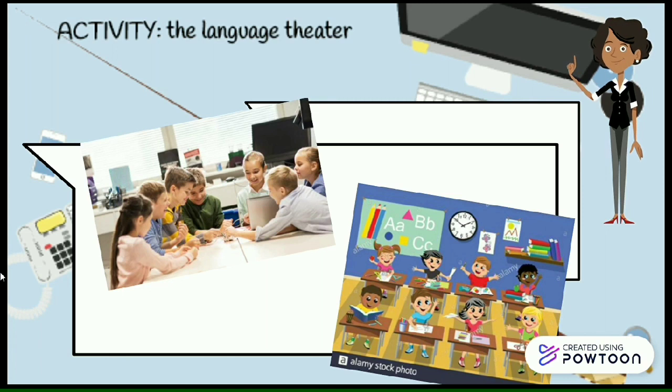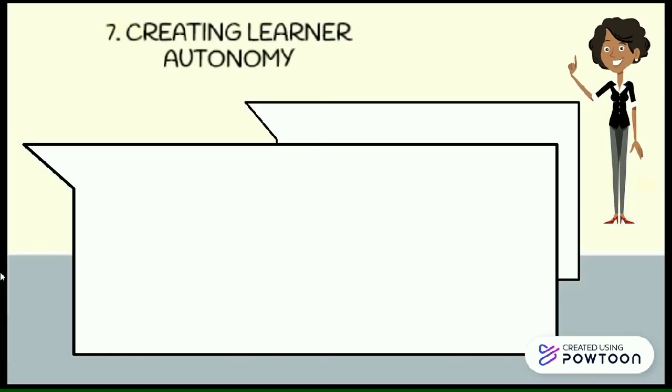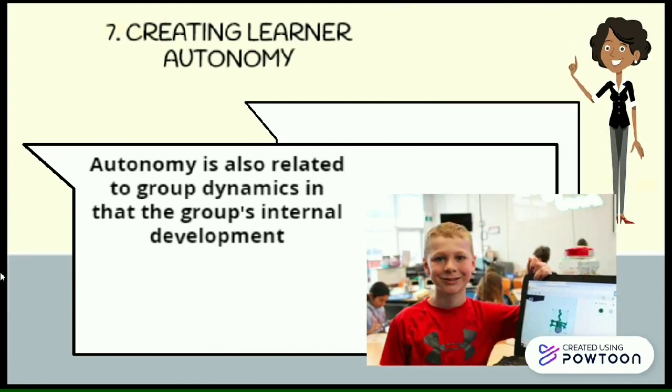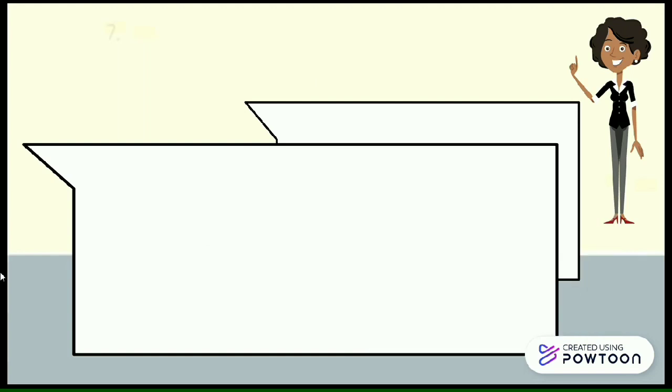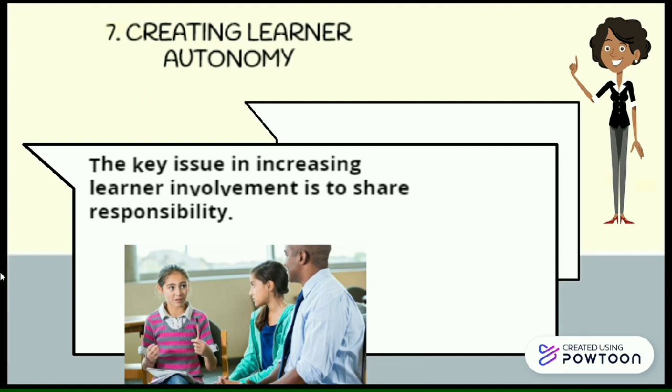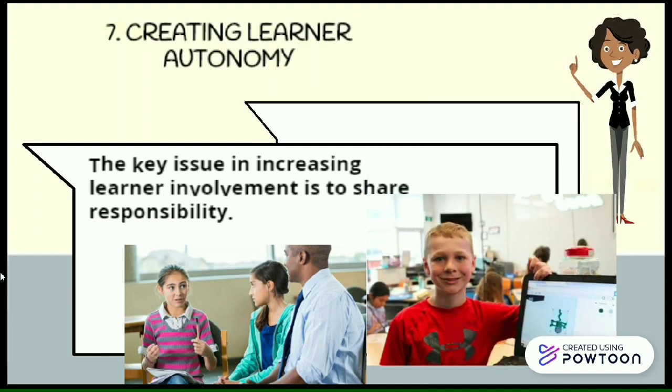7. Creating learning autonomy. Autonomy is also related to group dynamics in that the group's internal development and growth go hand in hand with the members taking on increasing responsibility and control over their own function. From the point of view of group dynamics, involving students increases autonomous students. The key is to share responsibility with the learners about the learning process. They need to feel that they are in control of what is happening to them.